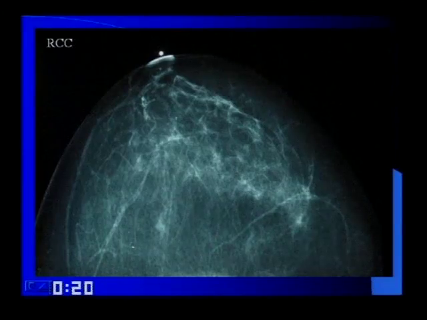So I guess if that's the right CC view, laterally, right behind the nipple, there's an area of density, which probably is calcified. You gave me some mag views. There's other calcifications, too, deeper in the breast and deeper behind the nipple. So what I would do is bring her in for some magnification views of the calcifications and possibly a spot compression of that area behind the nipple.